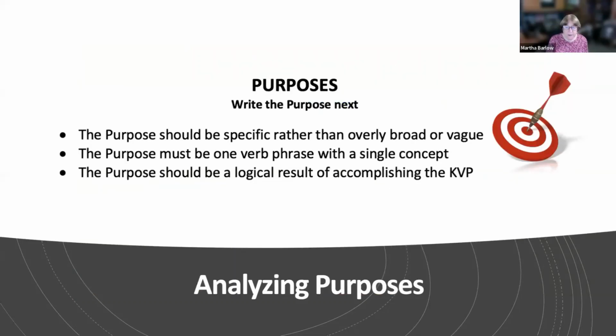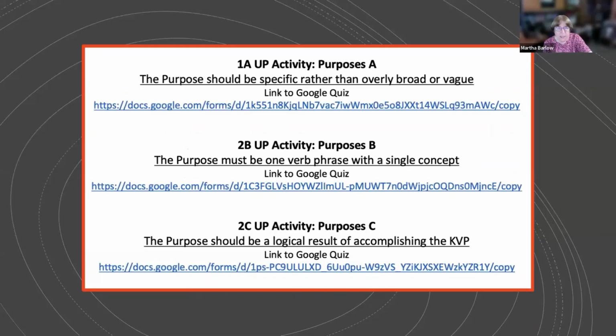With purposes, the 3 quizzes are about these concepts. The purpose should be specific rather than overly broad or vague. It should be one verb phrase with a single concept, and it should be a logical result of accomplishing the KVP. I will say that we get frustrated with some teams because every time the same team comes and they have like a triple KVP and a triple purpose. So making sure these are single verb phrases is important. And there are 3 quizzes about those concepts.